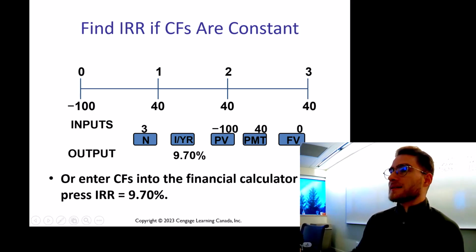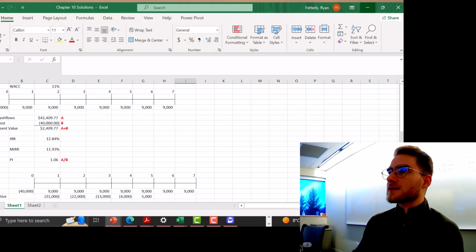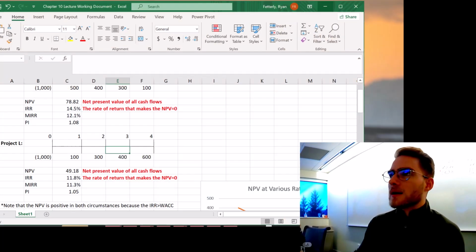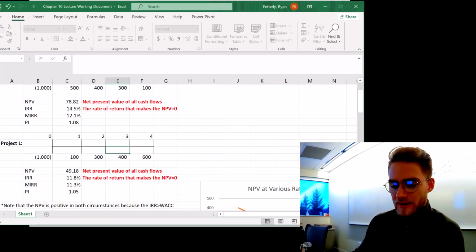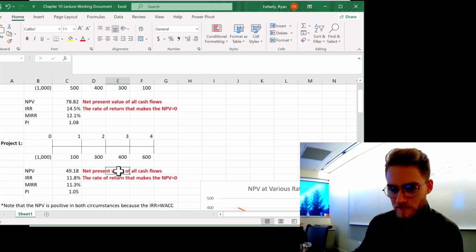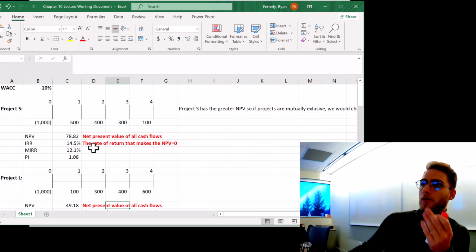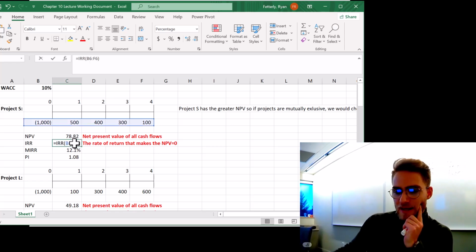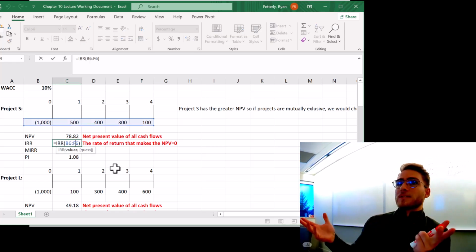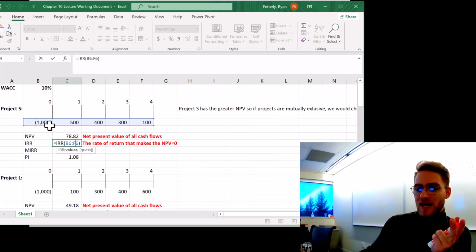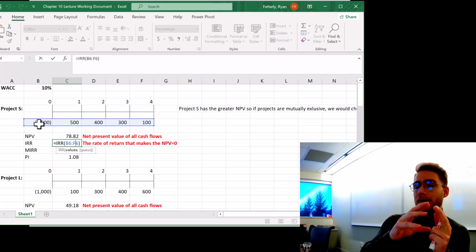Because in the same breath when we do our analysis, let's look at this here. I already laid out this entire timeline for my net present value calculation. Now I just do equals IRR, right? And I just highlight including year zero, okay?